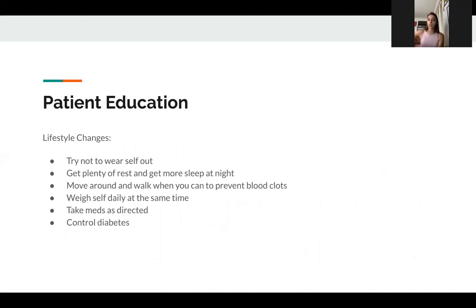And then we'd also want to teach on some lifestyle changes he should make. We'd want to tell him to try not to wear himself out. And since he does work, this might be a little hard, but we want to really tell him that he needs to get plenty of rest and get more sleep at night. But also we do want him to move around and walk to prevent any blood clots. Also weighing himself daily is a very good piece of it too, to know how much fluid he has, and also take meds as directed, and then control his diabetes.